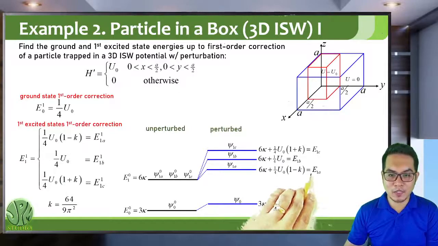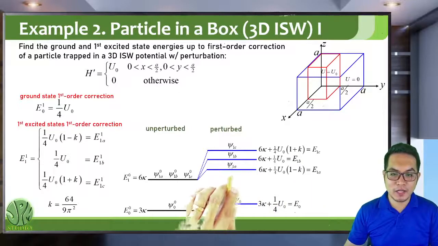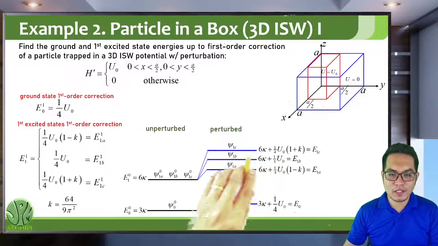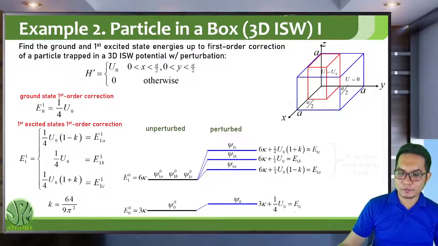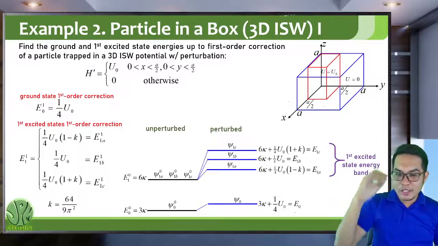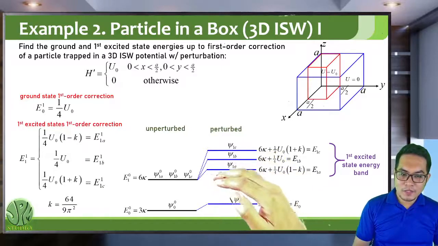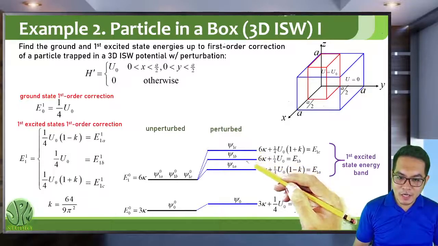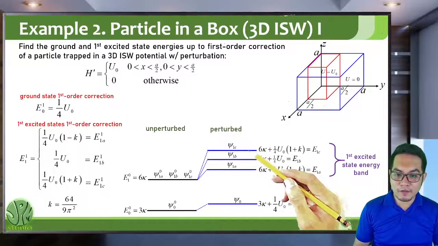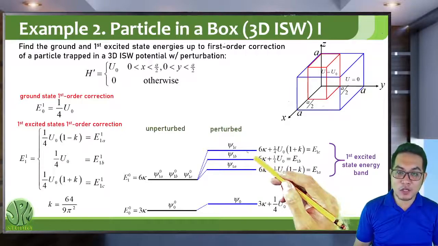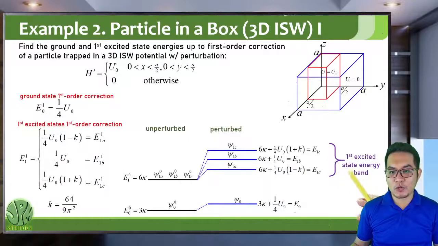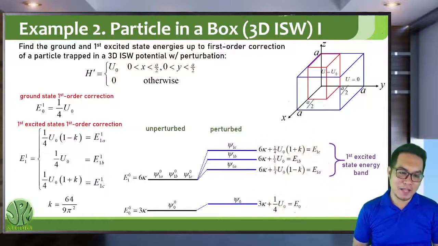So E1A is the lowest state, corresponding to the energy of psi1A. E1B is the next state. And then E1C corresponds to this state, psi1C. So even though the first excited energy level is now split into 3, these 3 energy levels are actually very close to each other. They are closely spaced energy levels, and they thus form a band, and we usually call this the first excited state energy band, because they form a band.